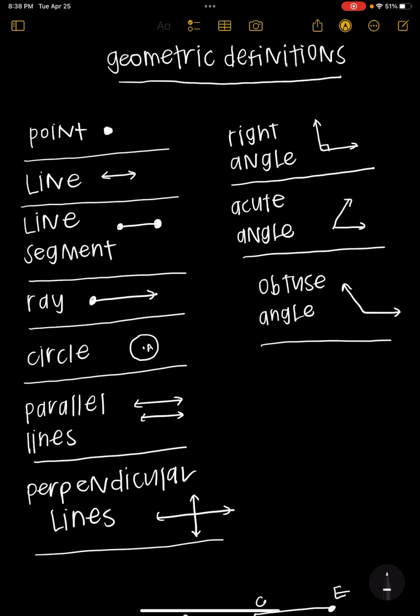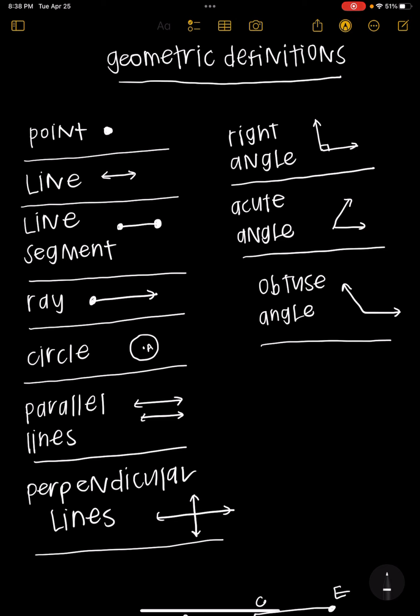Okay, now we're going to talk about parallel lines and perpendicular lines. So parallel lines are lines that have the exact same slope. They will never ever intersect. They look exactly the same. They're just put in different places on the paper. And then perpendicular lines, instead of having the exact same slope, have what we call negative reciprocal slopes, which means that they cut each other at a 90-degree angle. It makes it look like an X or a T.